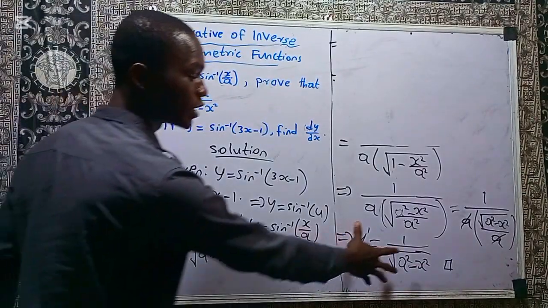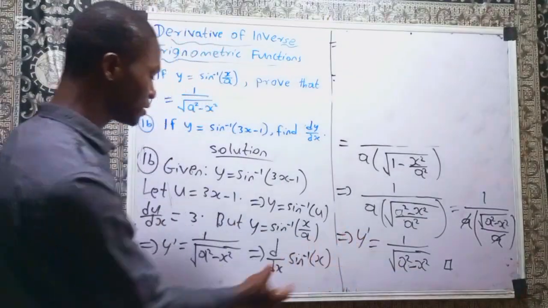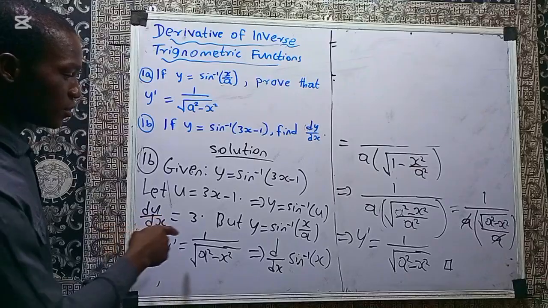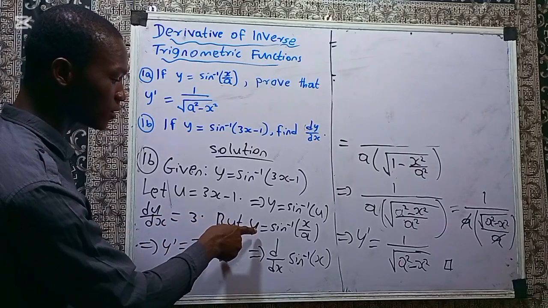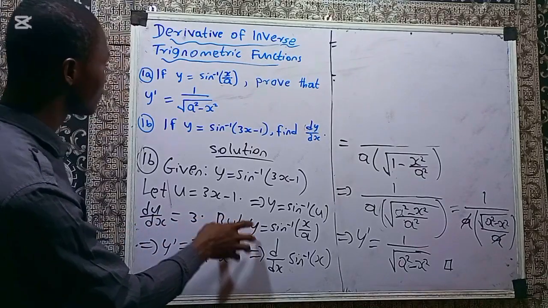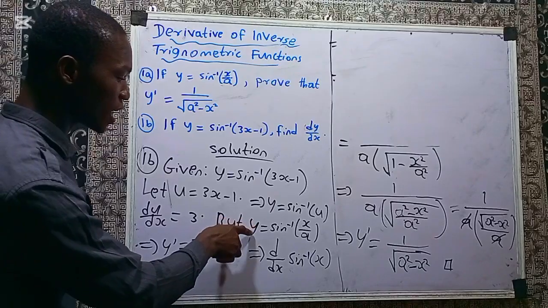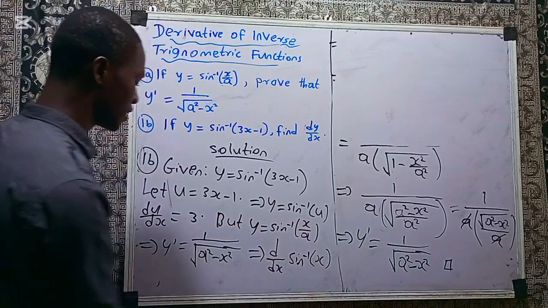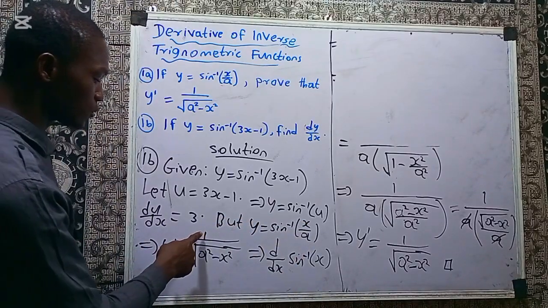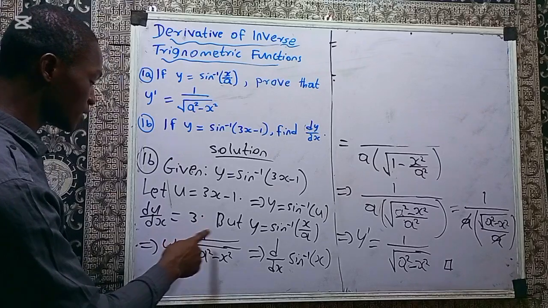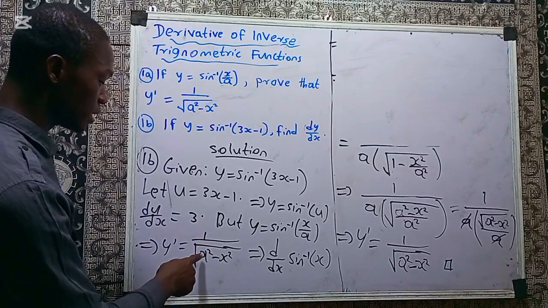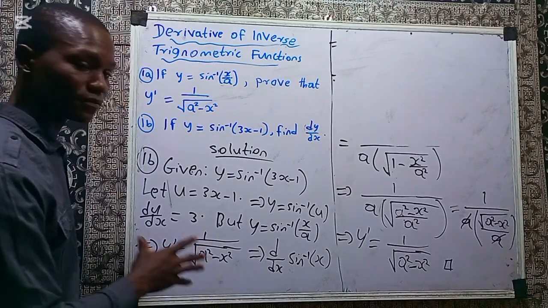So this is a well-known result. We are using it to differentiate this. We are given that, from what we have earlier, if y is equal to sine inverse of x over a, the derivative will be 1 over square root of a squared minus x squared.